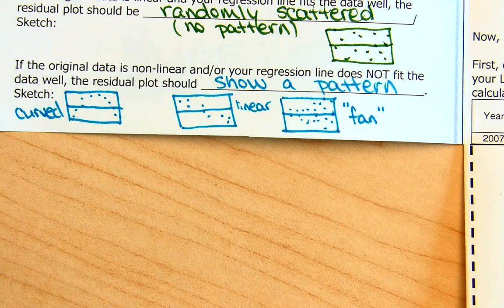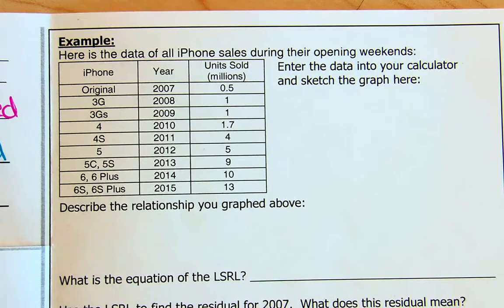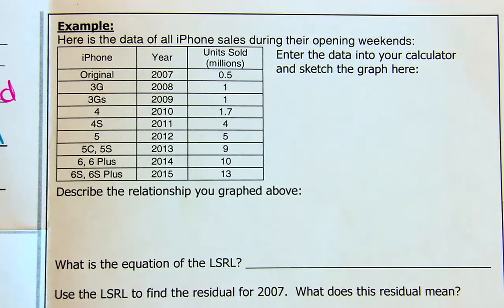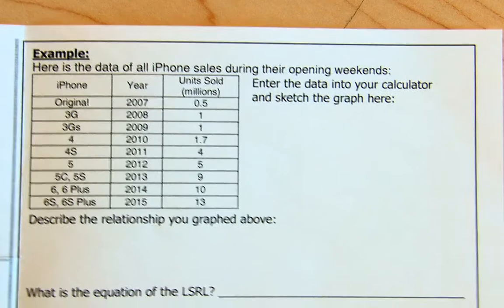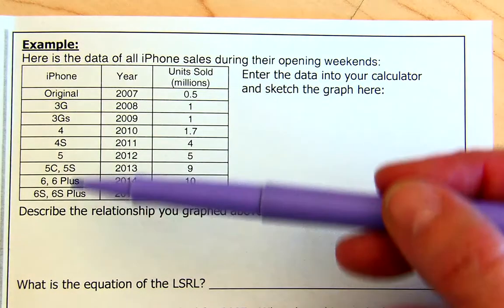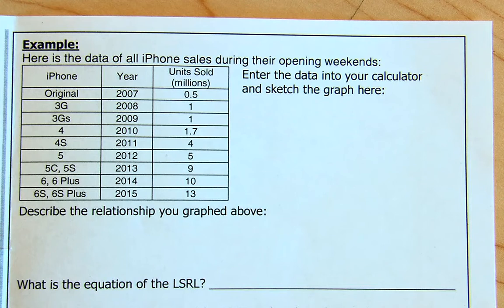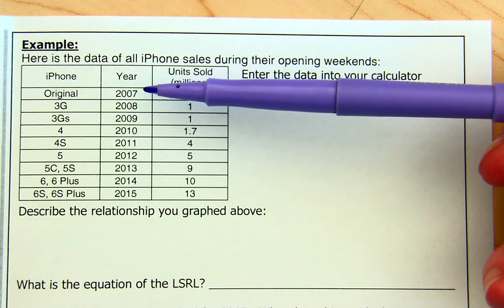Questions up to here? Okay, we're going to go over to this other side and look at the example, and then we'll come back to that other page in just a minute. So here we're going to look at this example. This is data for iPhone sales from the year 2007 to 2015. So we're looking at the debut year for each of these iPhone models and how many units were sold in millions. So go ahead and enter this data into your calculator.